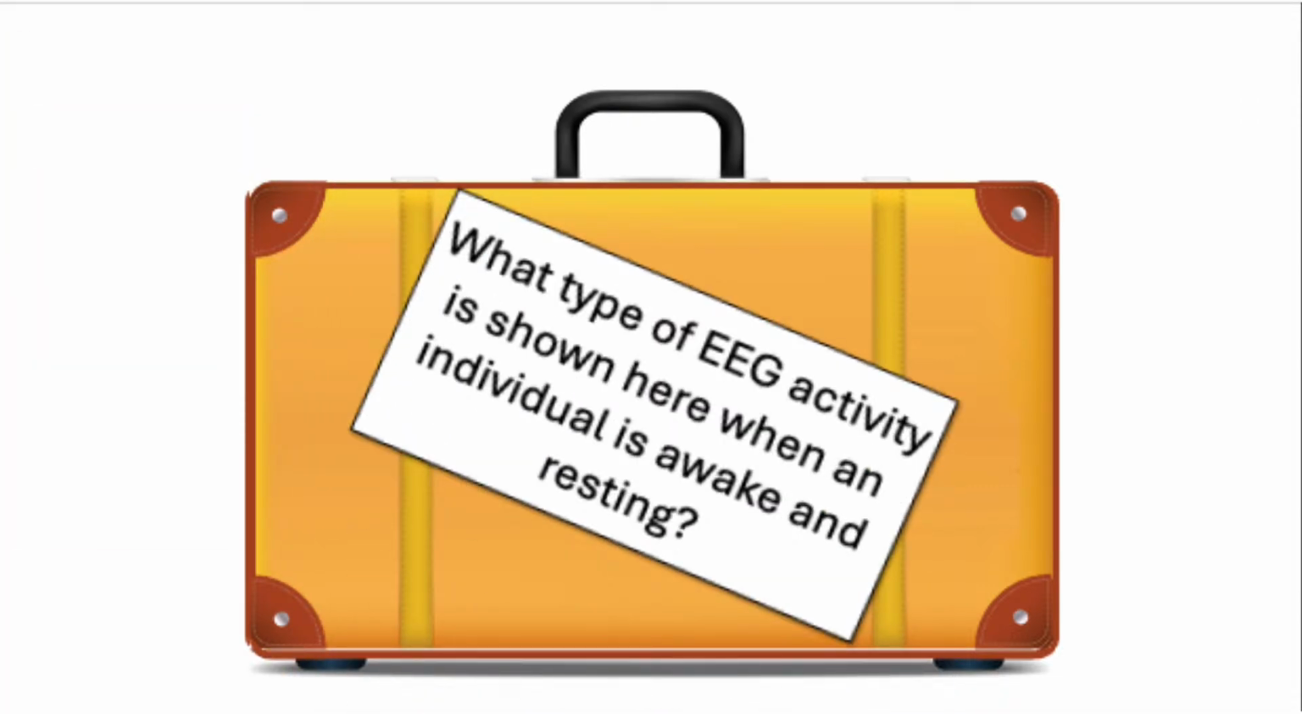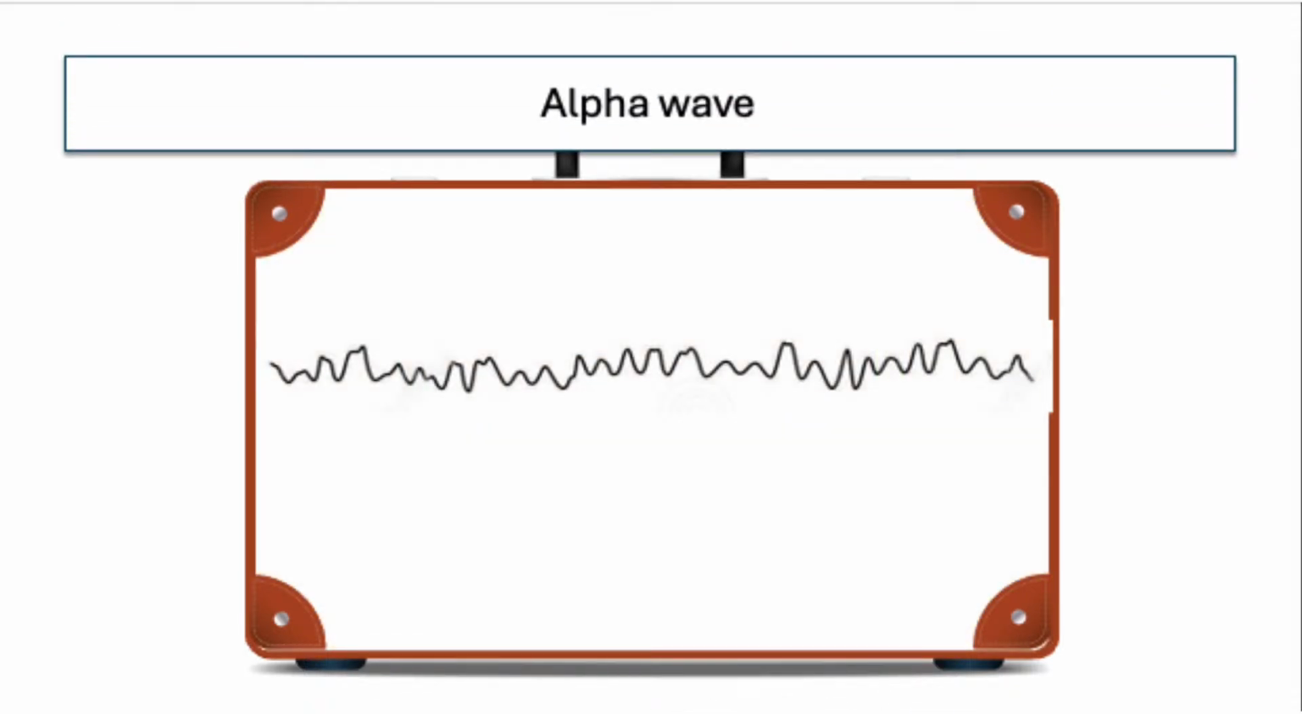Yeah, excellent. I think most of you have got that one. It's our fourth one, which is our alpha wave. Excellent. In terms of our rhythms at the end of biopsych, what would the sleep cycle be an example of in terms of our rhythms? Can anyone think?